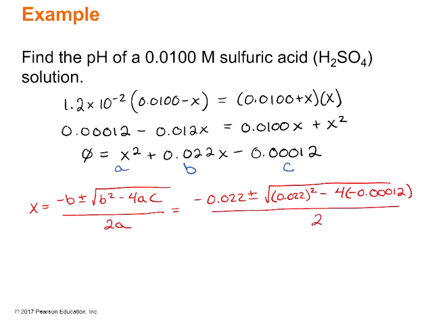Okay, so we've got our values plugged into the quadratic formula. And if you want to pause the video and try to solve for x, you should get two different answers because we do have a plus or minus sign there. And the two values that I got here were negative 0.027 or 0.0045.